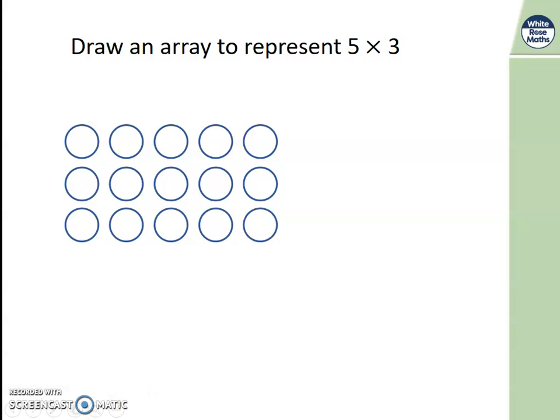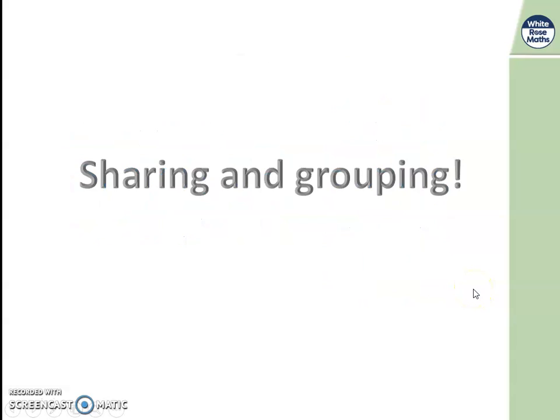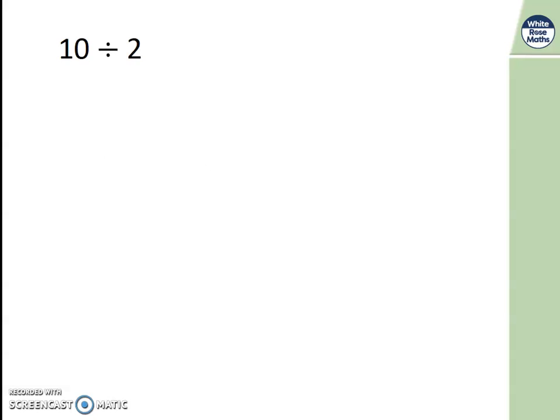We can draw 5 going across, and there are 3 of them, so 5, 10, 15. Or you could do it this way. So you can have 3's going across, 3's across, but there are 5 of them. So 1, 2, 3, 4, 5. Well done.